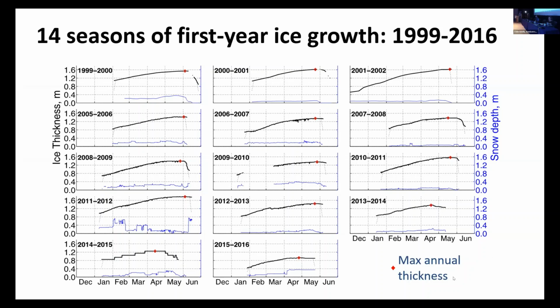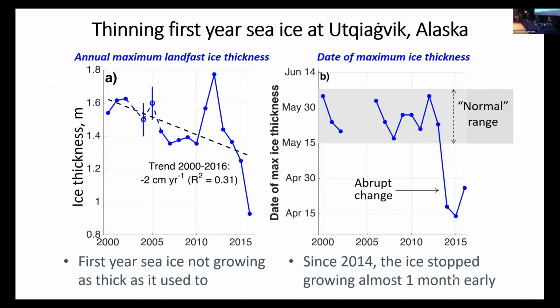There's 14 years of data presented here from 1999 to 2016. We were missing some years in the middle there. But each of these curves shows a gradual increase in ice thickness over the course of winter, and then an abrupt decrease as we get into springtime and the ice starts melting. And in each of those years, we can find the time when maximum ice thickness occurred and what that maximum ice thickness was in each year. And we look at that over the time span of the data that we have.